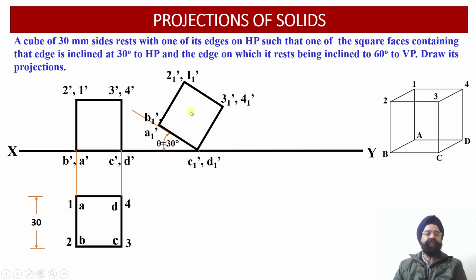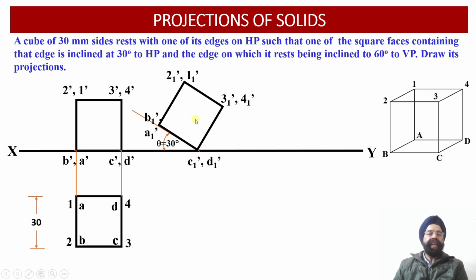view or the rotated view, in which the solid or cube has been inclined in such a way that this square face A, B, C, D happens to be inclined with respect to the horizontal plane at an angle of 30 degree, while this cube or solid is resting onto the ground or the horizontal plane on one of its base edges, which happens to be edge CD over here. So C1 dash, D1 dash lies on the horizontal plane, and the base of this solid is inclined at an angle of 30 degree with respect to the horizontal plane.